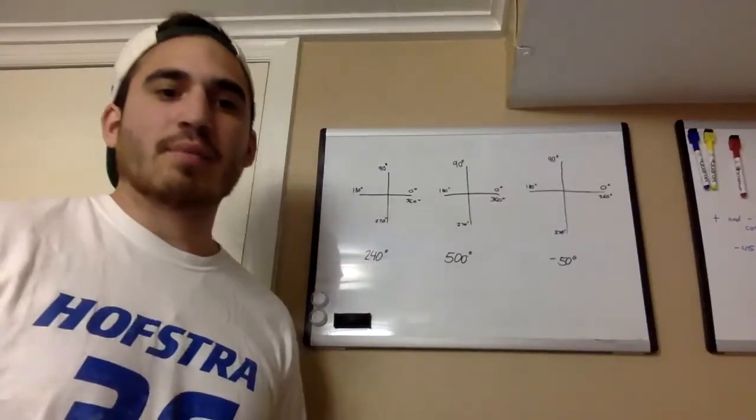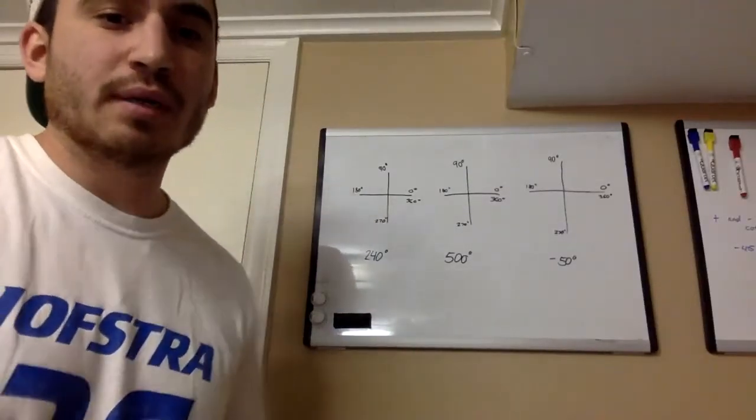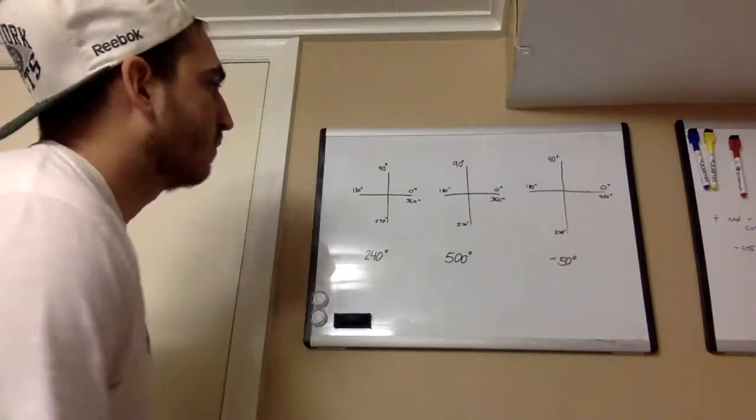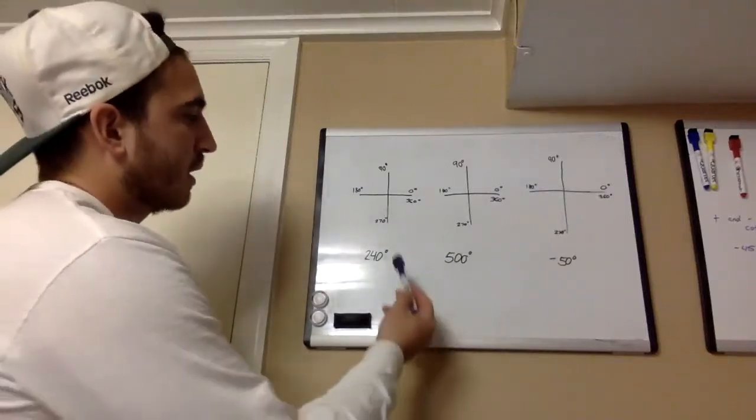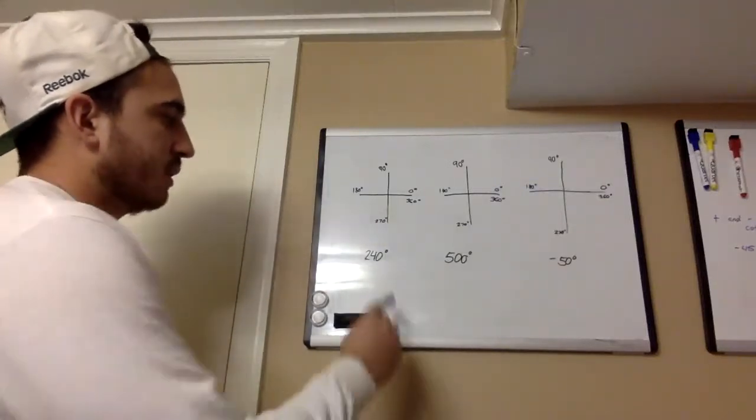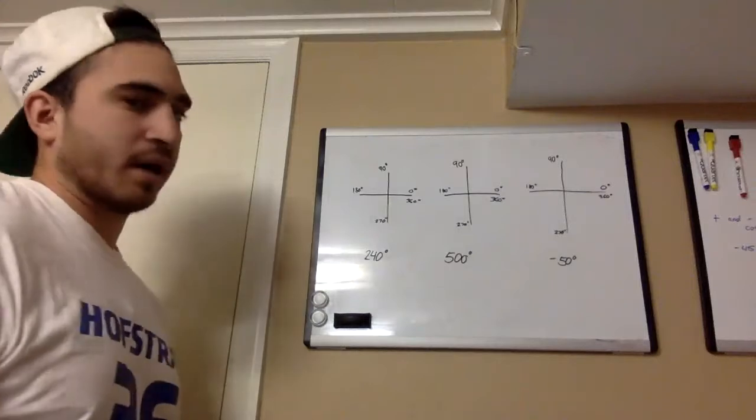Hey guys, today we're going to be talking about angles and radians. So let's just get right into it. For the first type of problem that's going to be on your homework, they're going to ask you to sketch a graph that shows these degrees. So I'm going to show you how to do that.